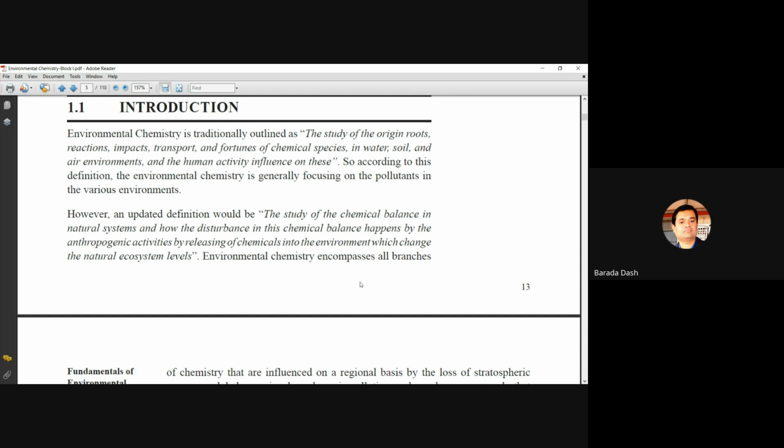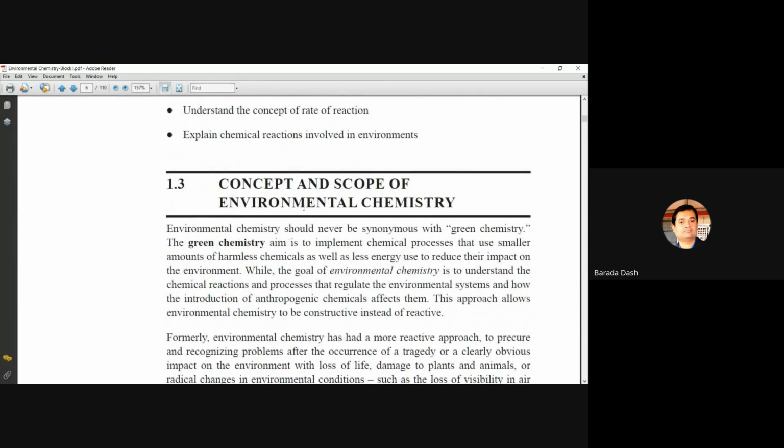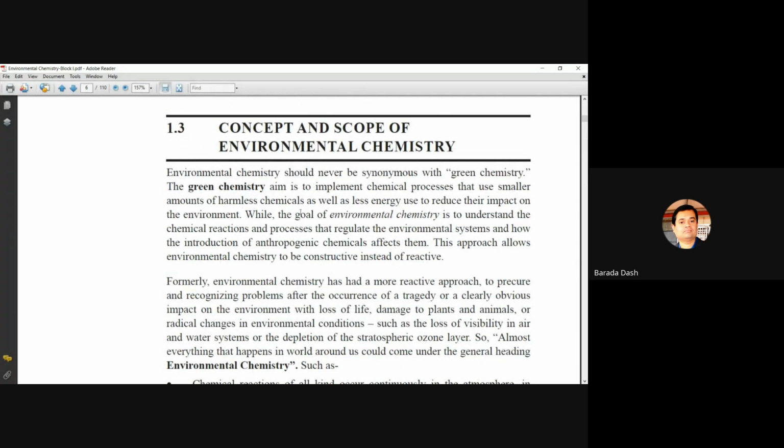So that will be discussed in environmental chemistry, and that is also the definition of environmental chemistry. So the scope: there is another term called green chemistry also, but it should not be treated as synonymous with environmental chemistry. Green chemistry is different.